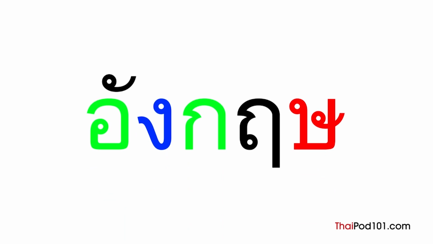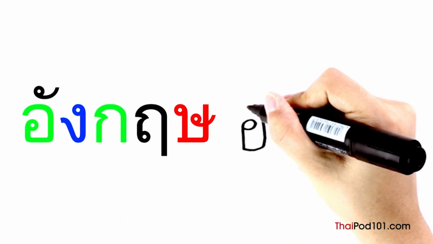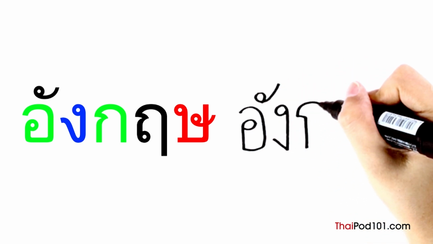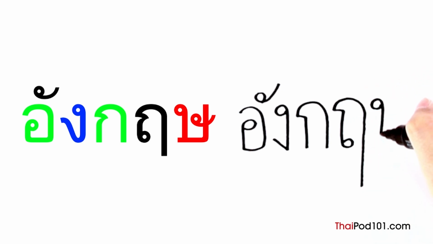Let's practice writing อังกฤษ together. ออ่าง, ไม้หันอากาศ, งองู, กอไก่, รึ, สอฤาษี. อังกฤษ. Now let's move on to a new tone rule.